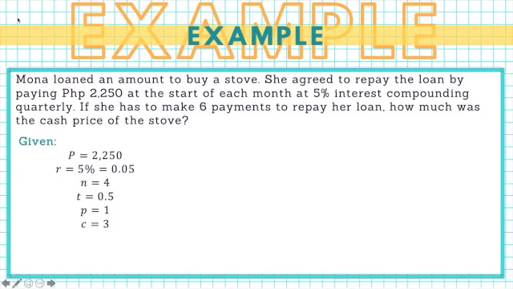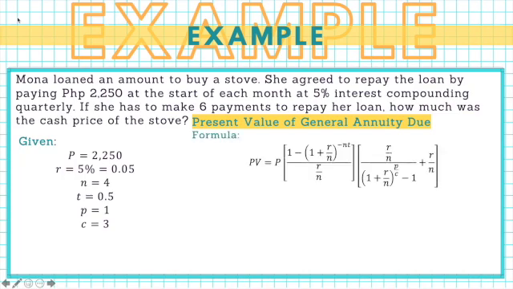And since the payments are made at the start, we know that this is a general annuity due. Okay? Now, the question is, how much was the cash price of the stove? Since we are being asked how much was the cash price, or the price of the stove without interest, we are actually solving for the present value. So, the formula for the present value is this. We simply substitute our given values to the formula.